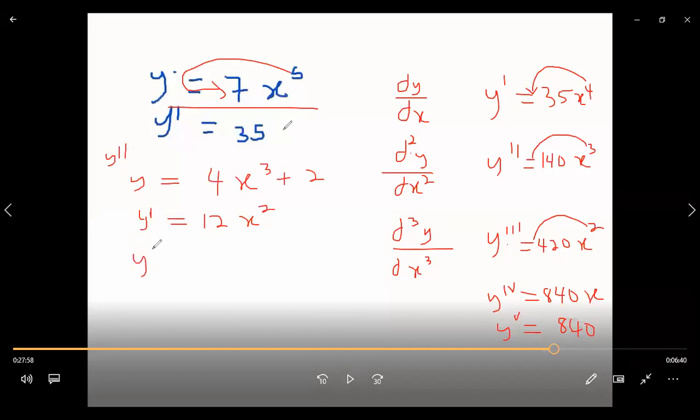Then y prime prime is going to be 24x, and that is the answer. If I ask you to find the second derivative, it means we will differentiate twice.